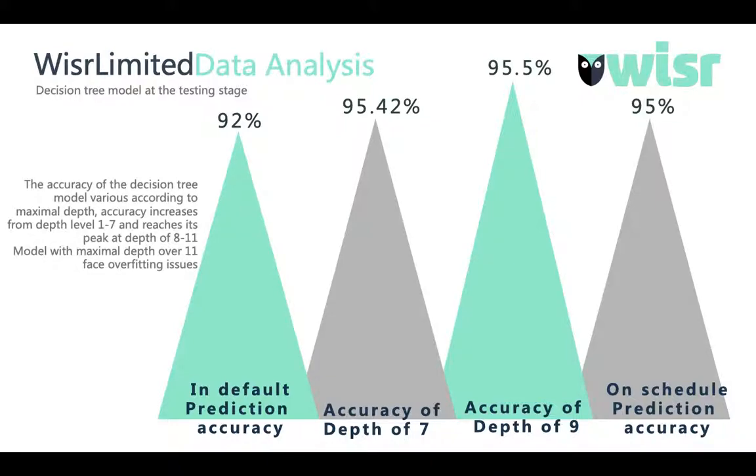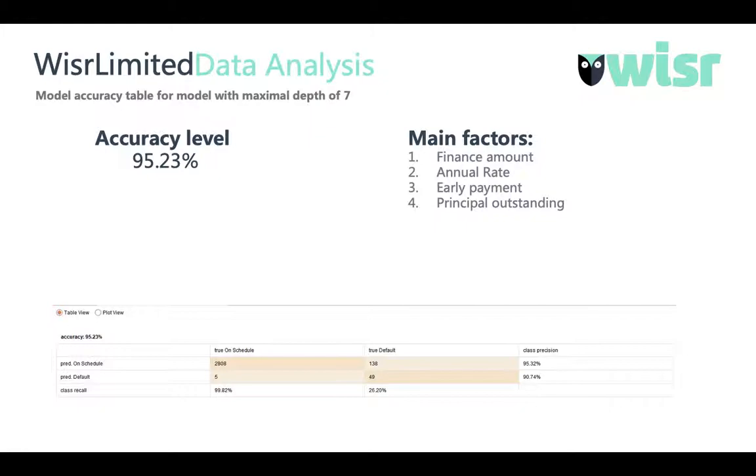After identifying the different factors, we test the model by using different levels of granularity. We conclude that a granularity from 7 to 9 is more accurate, with 95.2% and 95.4%. Here we have the results of the decision tree with a maximal depth of 7. The accuracy of prediction on default and on schedule status are 90.7% and 95.3% respectively. To be more specific, among the 54 borrowers who were predicted to default on repayment, 49 of them failed to repay on time, and only 5 of them repaid within the required time.